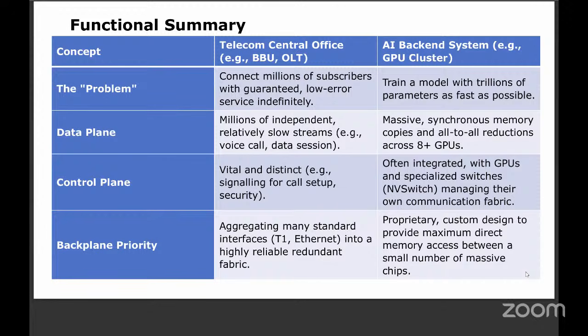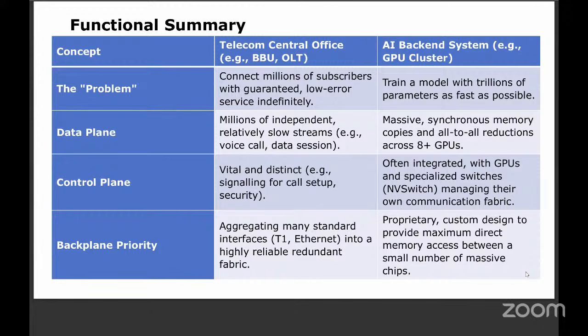Control plane, vital and distinct. Example: signaling for call setup, security. Still, the military uses this, because of the security issues. They use central offices. They're not gone. They are still available. Aggregating many standard interfaces, T1, E1, or Ethernet into a highly reliable, redundant fabric.